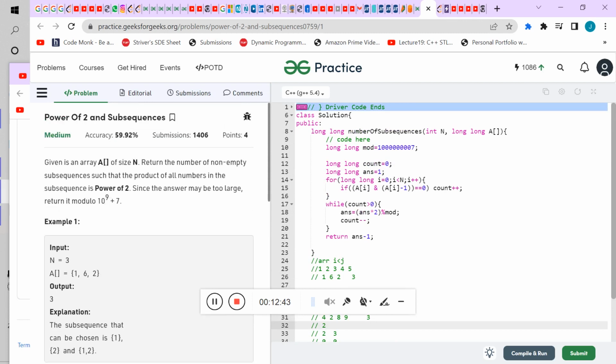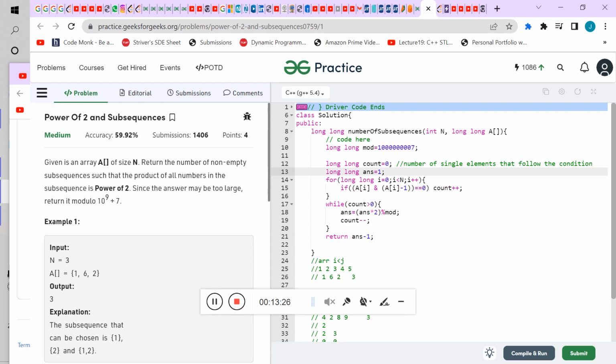So what I have done is that I am taking a long mod 10 to the power 9 plus 7, and I am taking a count. Now why am I taking this count? This is to keep account of the number of single elements that follow the condition, right? The independent elements that follow the particular condition, because in the first pass I am just checking how many elements, if taken independently, can follow the condition. So that accounts for our count.